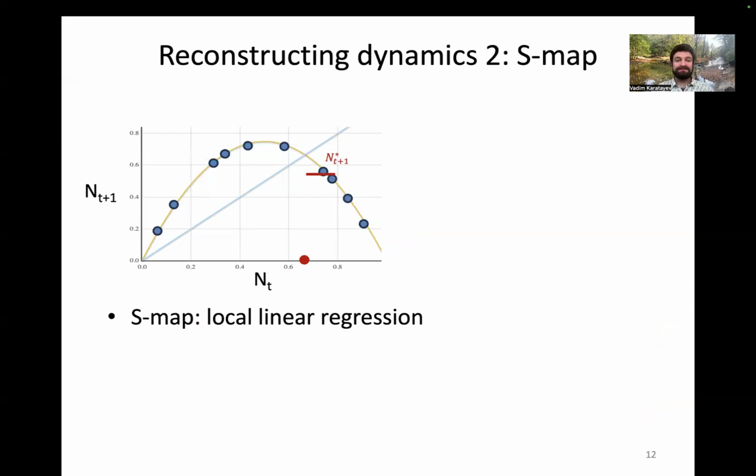To make things a little bit better, one improvement we can make is an algorithm called S-map. Now we're going to be doing local linear regression. For that same example point, instead of just taking the average of these 2 points, we're going to take the slope of N(t+1) with respect to N(t). So we're going to do a linear approximation of N(t+1), using all the points, but we're going to weight points that are farther away in terms of N(t) less.